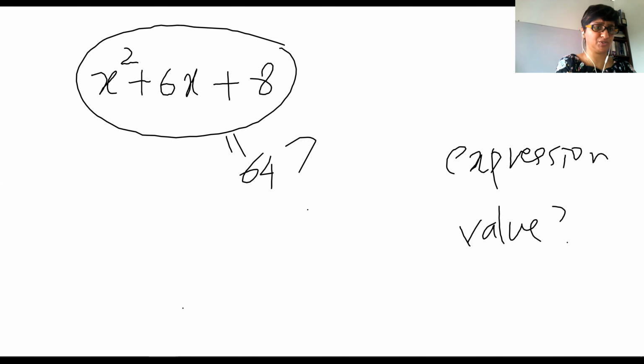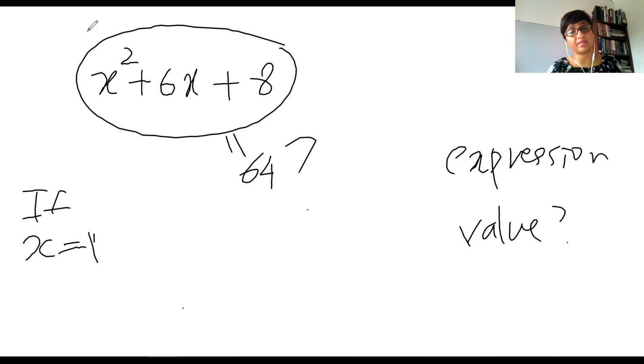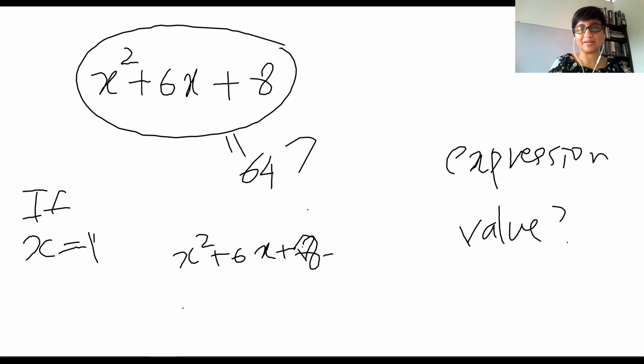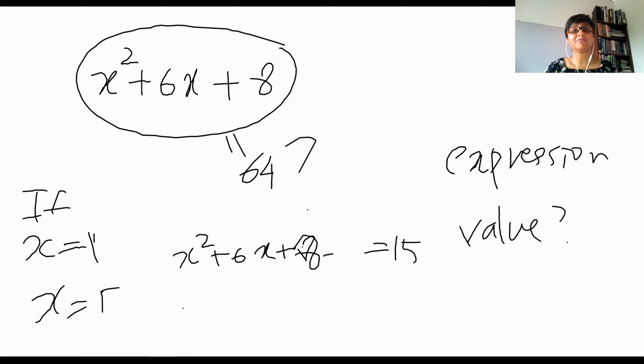For example, because it has x in it, it's not a numerical expression. If x is 1, then this expression is how much? 15. That's what I gave you earlier, isn't it? It's 15. But if x is, say, 5, it would be another value. If x is 3.9, it would be another value, depending on what value you take for x, because x can take any value it wants.